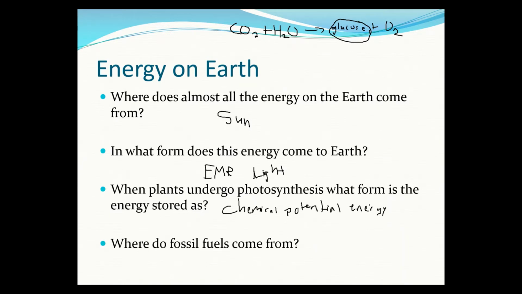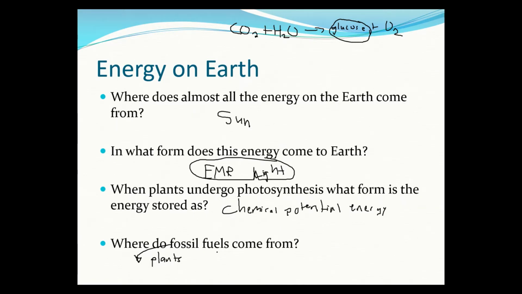So where do fossil fuels come from? Well, fossil fuels come from plants. They come from fossilized plants, right? And plants store it as chemical potential energy. That's what we're using when we're burning fossil fuels, but the original source of energy from those plants is light.